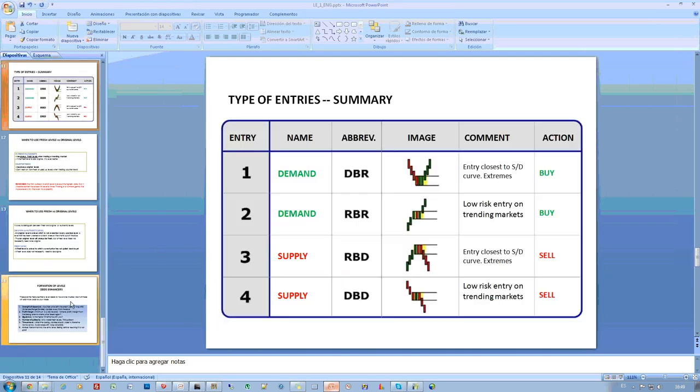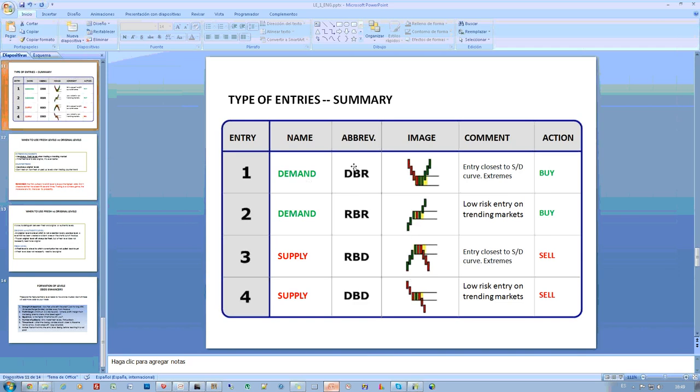So let's go to the next one. This is a summary of the type of entries. We have two types of entries, one for demand and another one for supply. And we have two types of levels. We have the swings, the valleys, okay, and the peaks. And then we have the continuation patterns, which are the speed bumps, a rally-base-rally and a drop-base-drop.